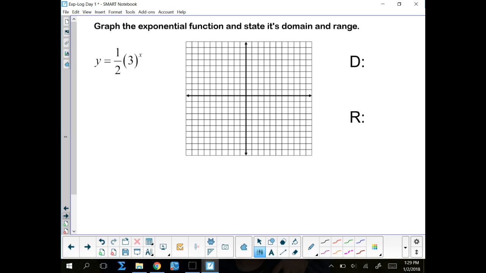So, if I want to graph this function, first off, I'm going to determine what my a value is. What's my a value? 1/2.